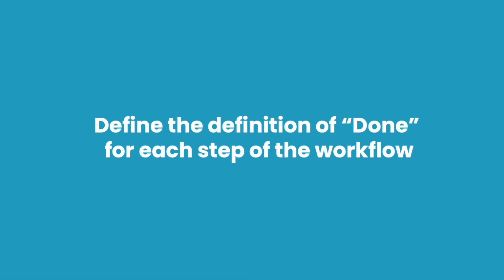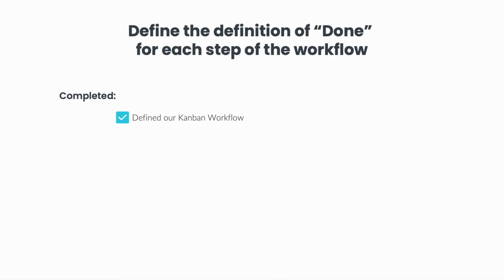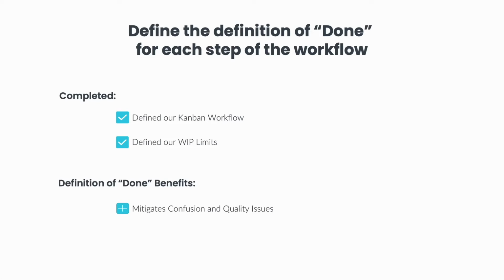In this section, we will cover how to define the definition of done for each step of the workflow. To quickly summarize, we have defined our Kanban workflow and our WIP limits. Now we need to have a common understanding between all our team members of when a card should move from one column to another. In other words, we should define the definition of done for each step of the workflow. This will mitigate confusion and quality issues in the future and will result in improved efficiencies.